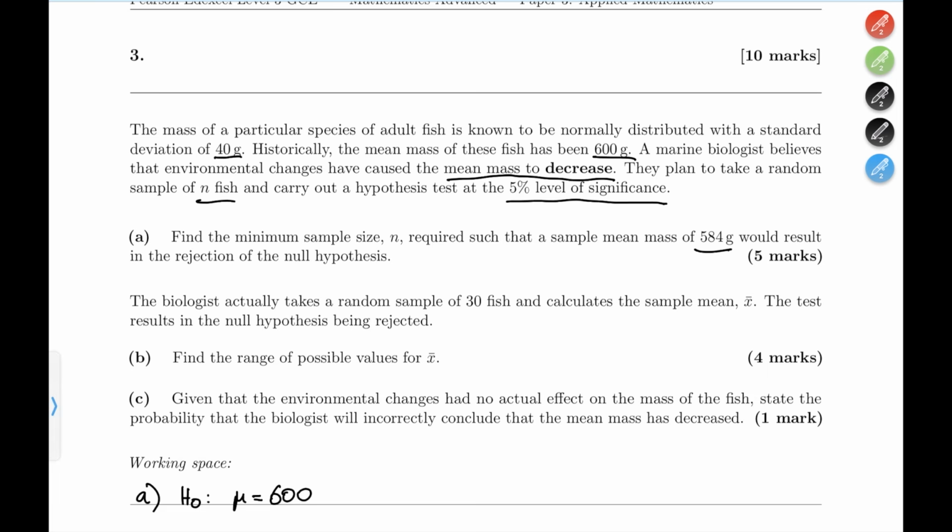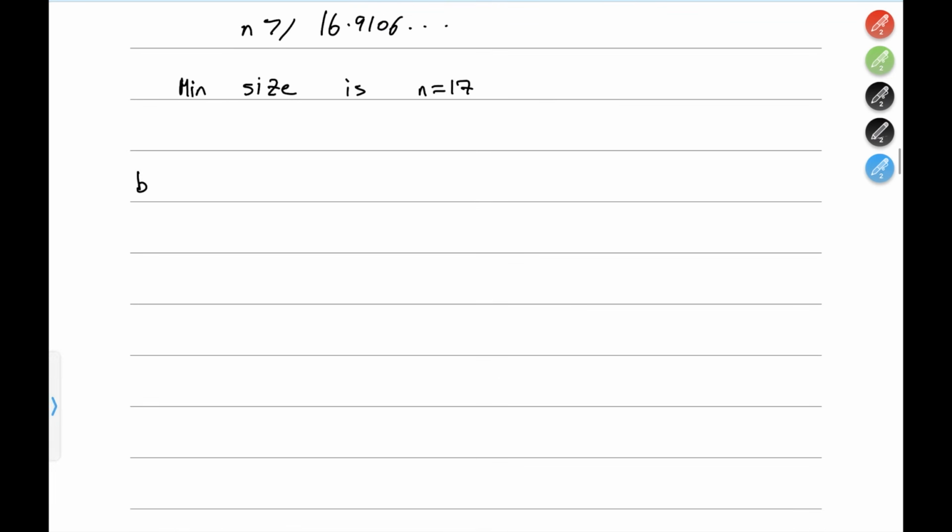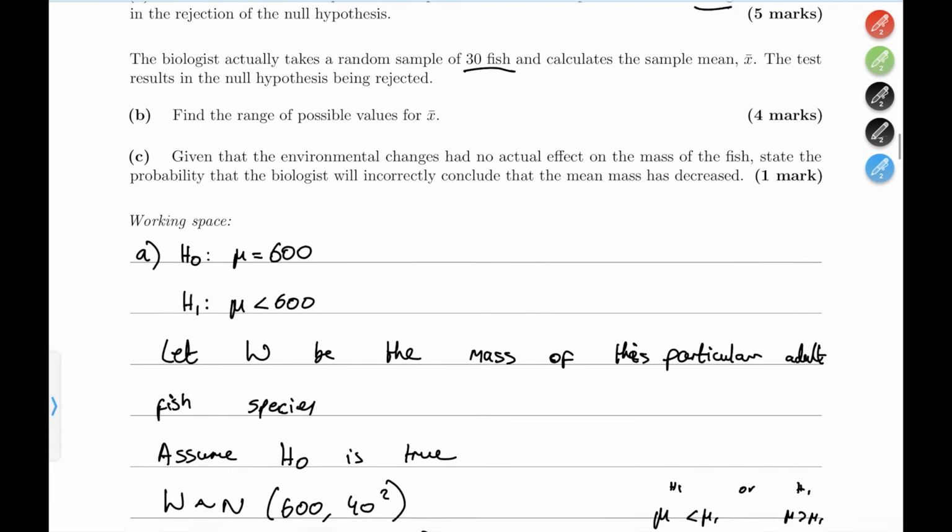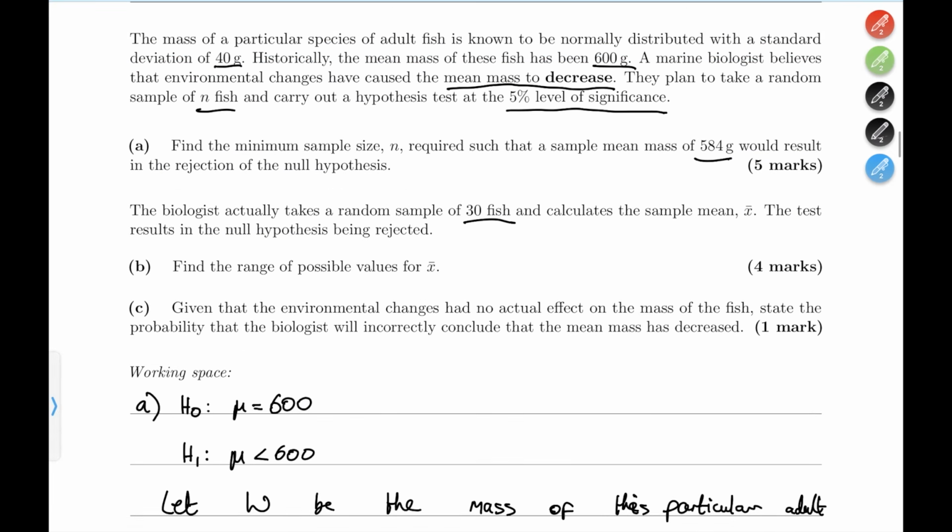Sorry, I said part C, so part B. The biologist actually takes a random sample of 30 fish, so n is equal to 30, and calculates the sample mean x bar, and it results in the null hypothesis being rejected. Find the range of possible values for x bar. So we know now that n is equal to 30, but we don't know what x bar is. I'm going to keep it as x bar, even though I defined it as W.